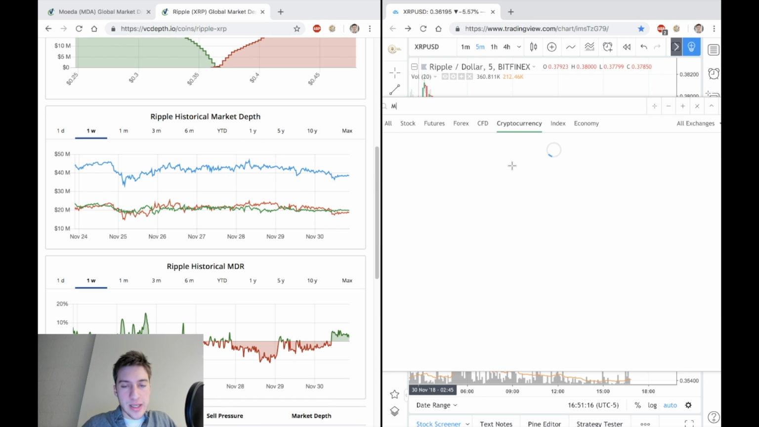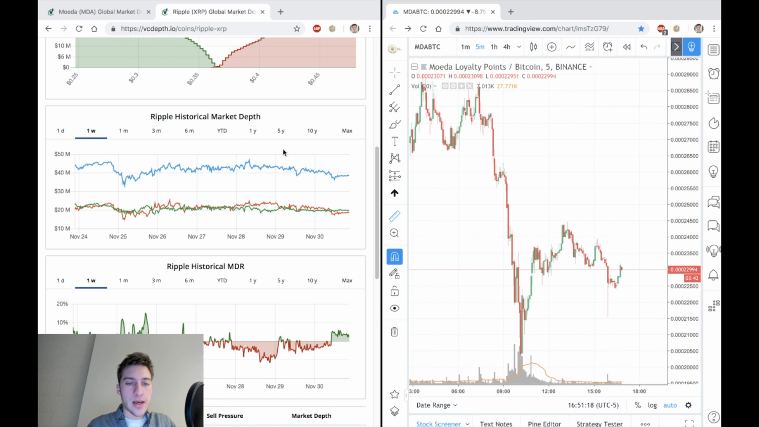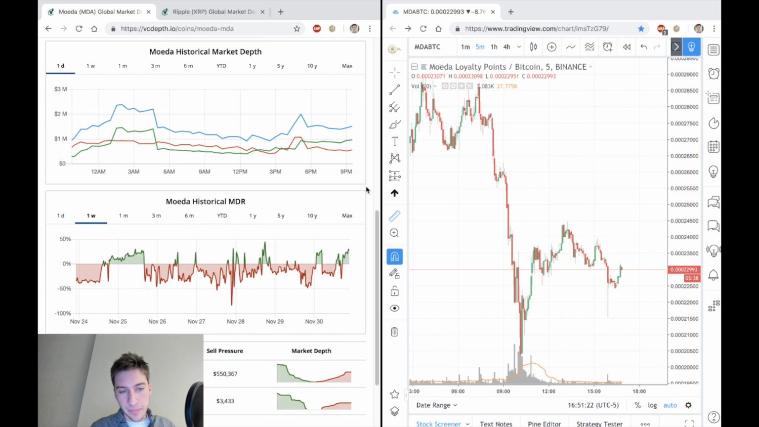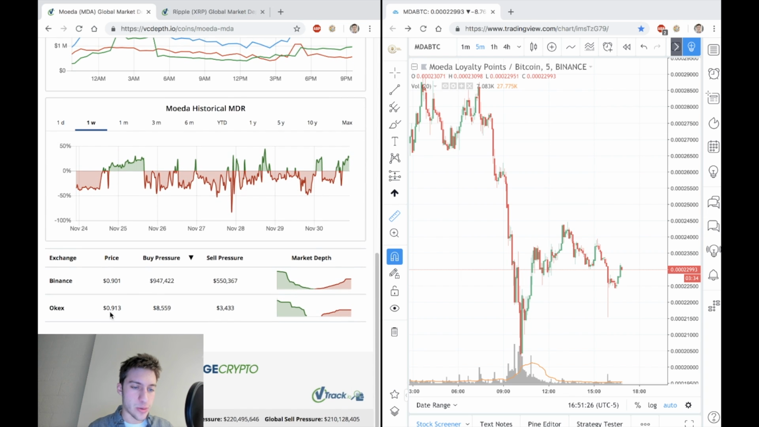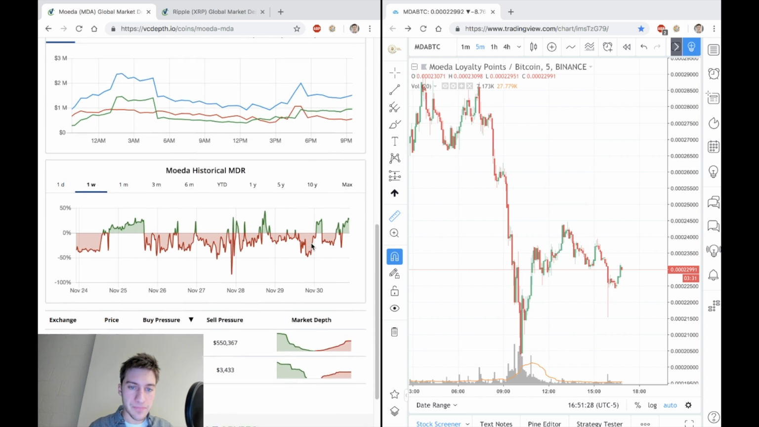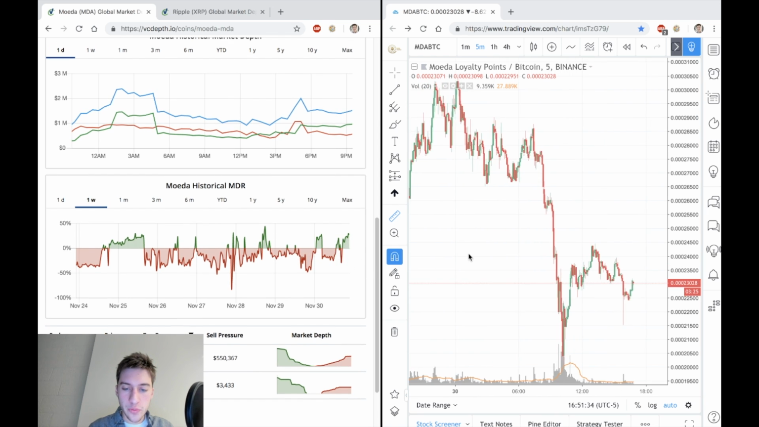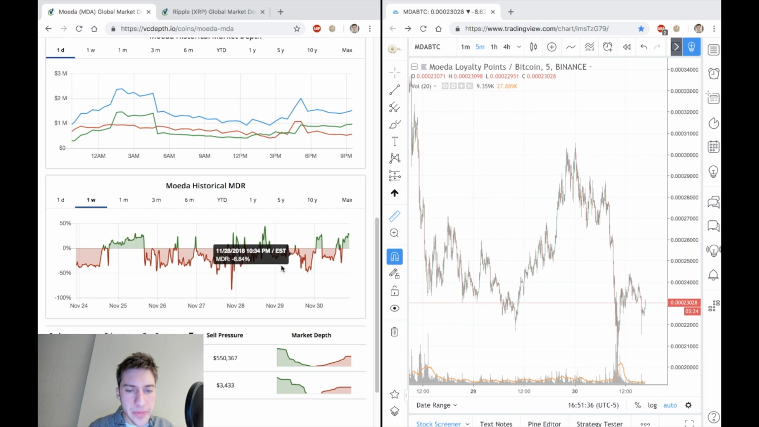And we can look at any coin. Like I had done MDA before. So if we go back to MDA, it's going to be a little bit more choppy because it's not as actively traded as XRP and it's only on 2 exchanges. So it's going to be all over the place. But we can still see some good times to buy. So if we look here, right there, yep.